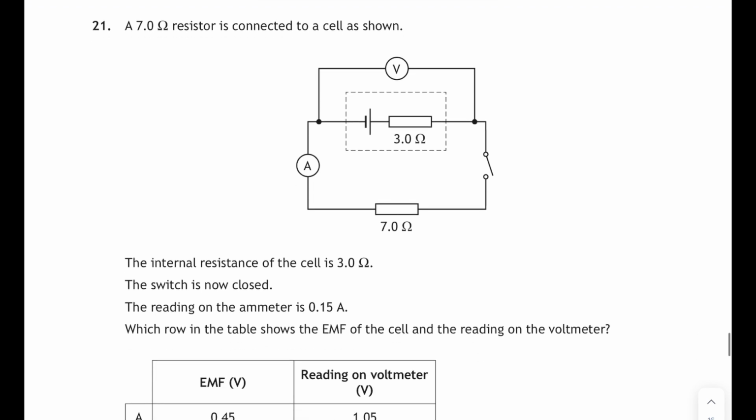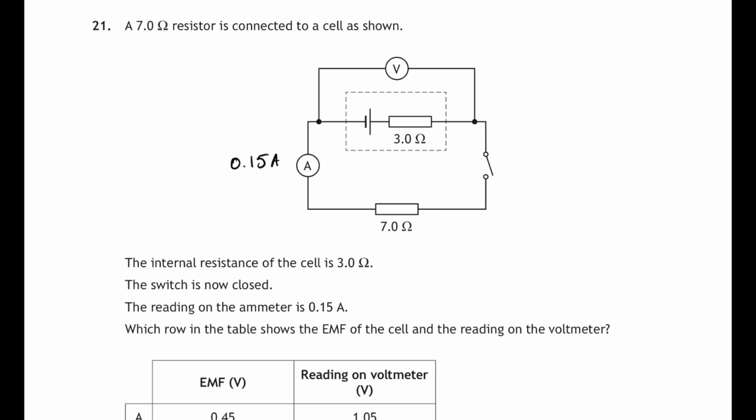Moving on then, question 21. A 7 ohm resistor is connected to a cell as shown, and the internal resistance of the cell is 3 ohms. The switch is now closed and the reading on the ammeter is 0.15 amps, and we have to determine which row in the table shows the EMF of the cell and the reading on the voltmeter.